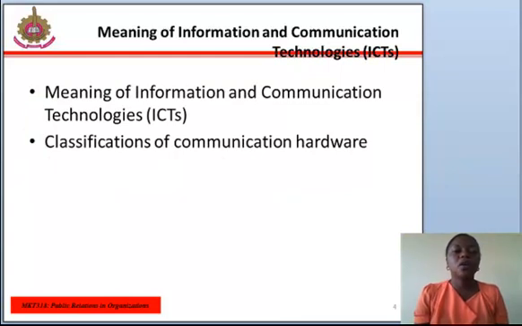Meaning of Information and Communication Technologies, ICT. Information and communication technologies are multifaceted in nature. It is a generic name for a number of communication hardware that are used for instantaneous dissemination of information and social values across the globe.